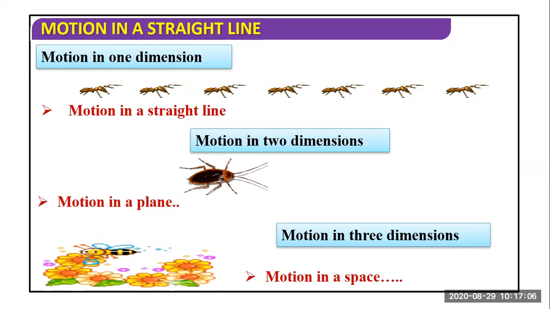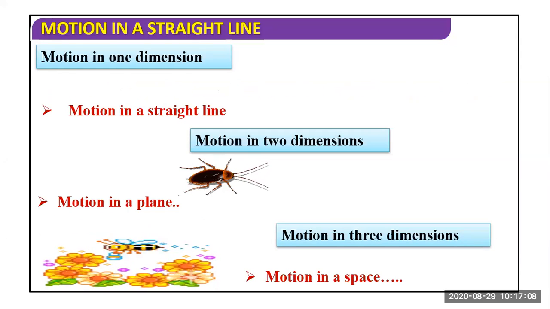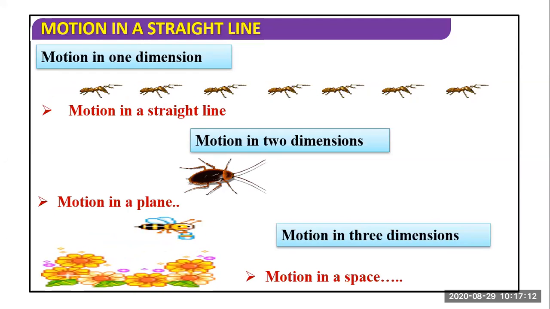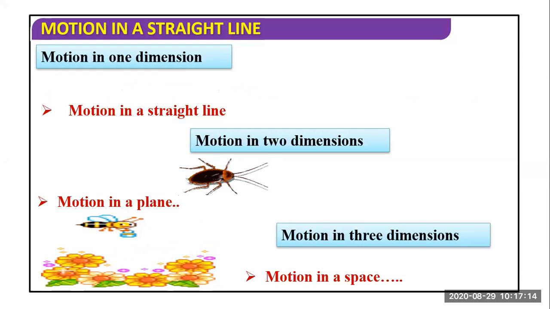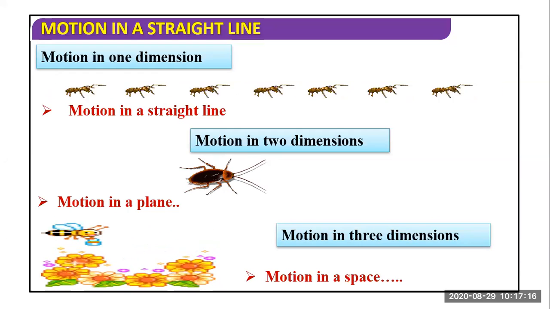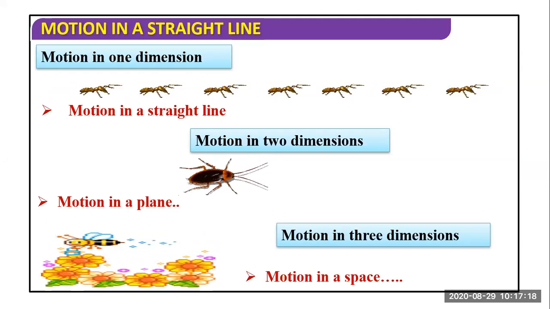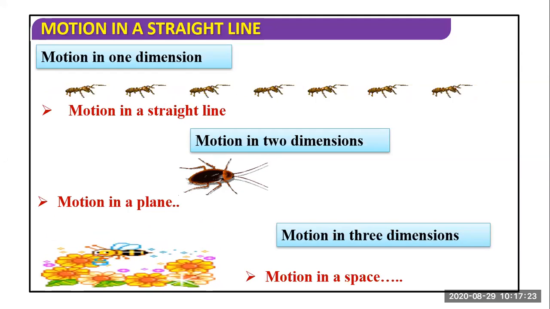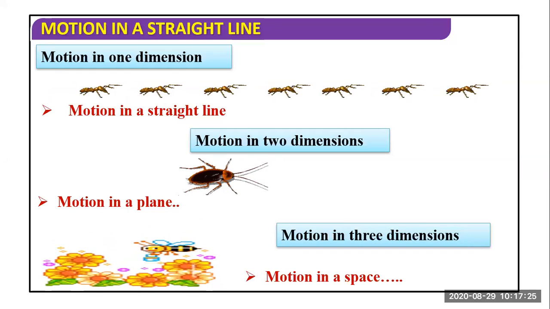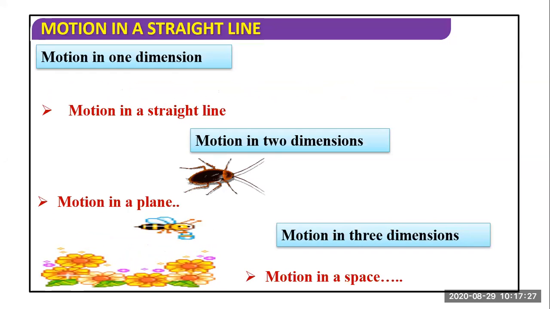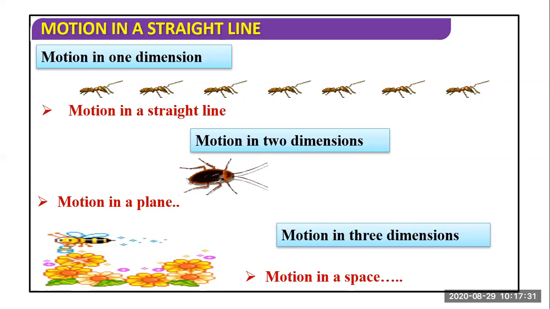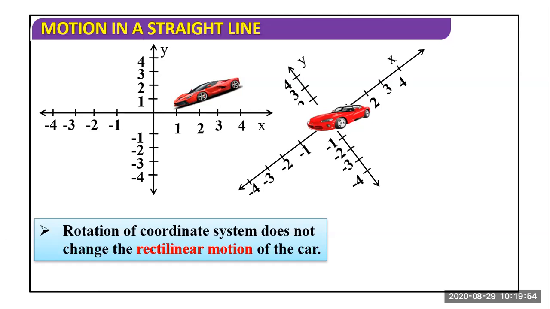So what we learn is, if some object is constrained to move along a straight line only, that is one-dimensional motion. For a real life example, the ant, or the movement of a mouse inside its hole, is also one-dimensional motion. But movement of any animal or any object on Earth's surface can be considered as 2D motion, because that is motion in a plane.